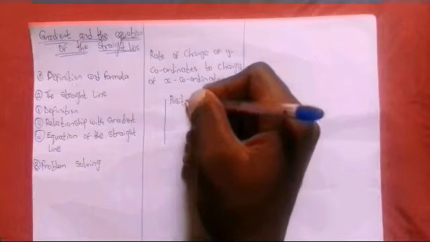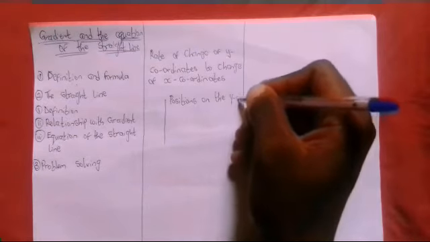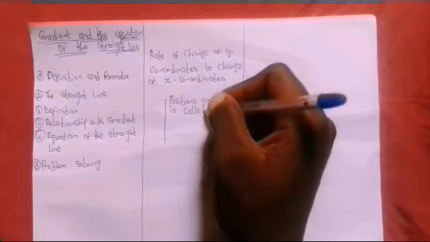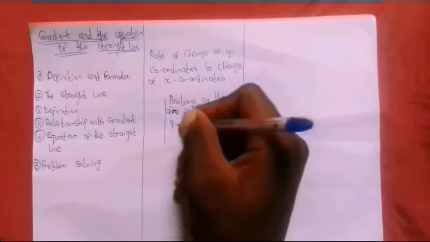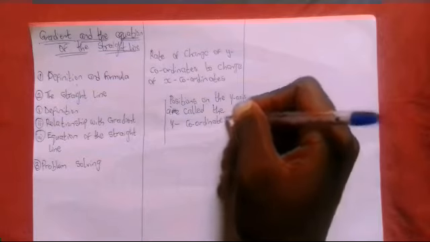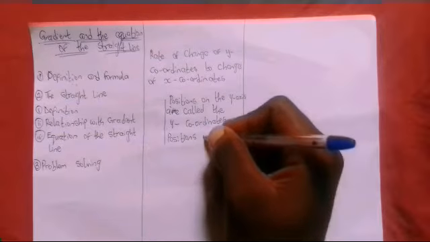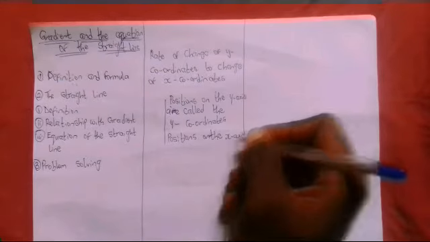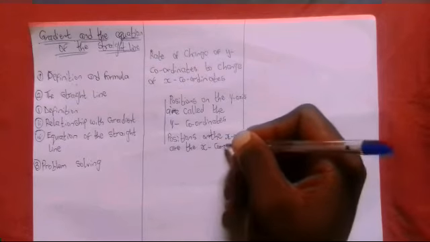Positions on the y-axis are called the y-coordinates. The same goes for the positions on the x-axis. The positions on the x-axis are called the x-coordinates. I'm sure you'll be familiar with that.